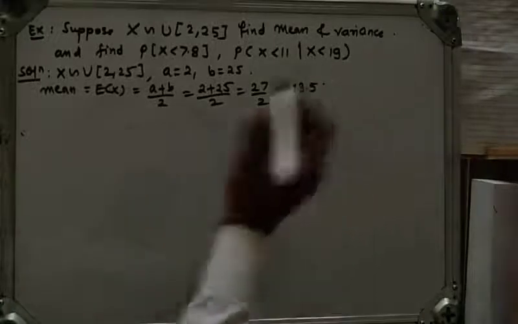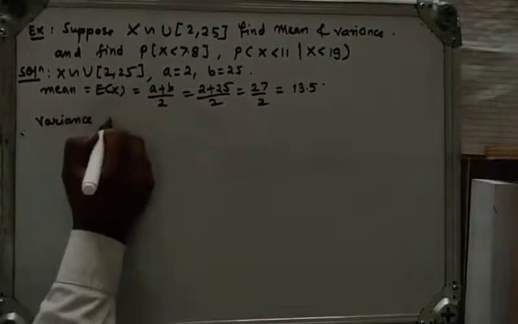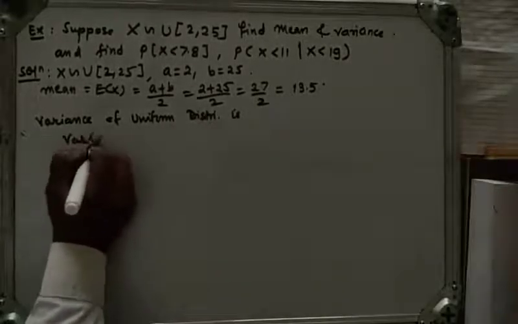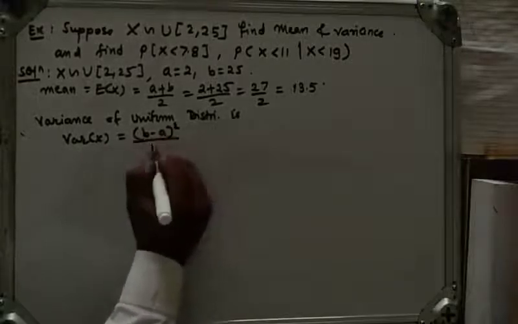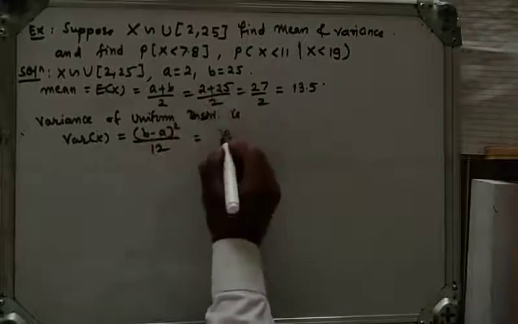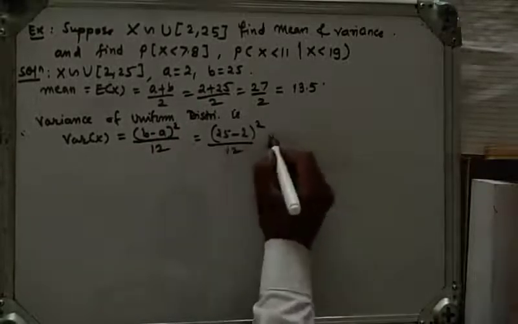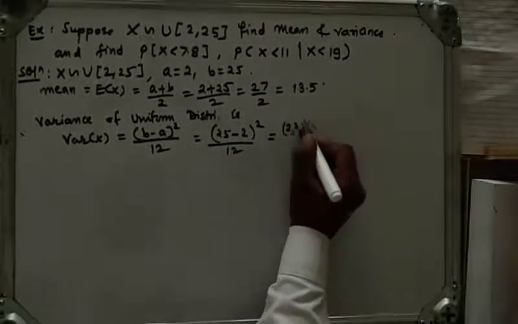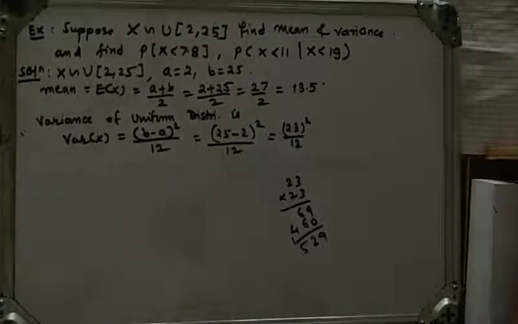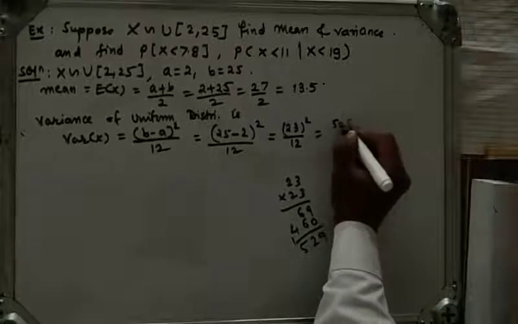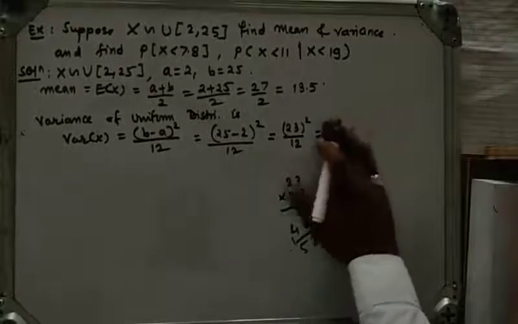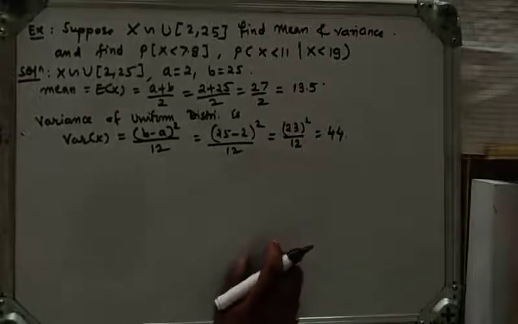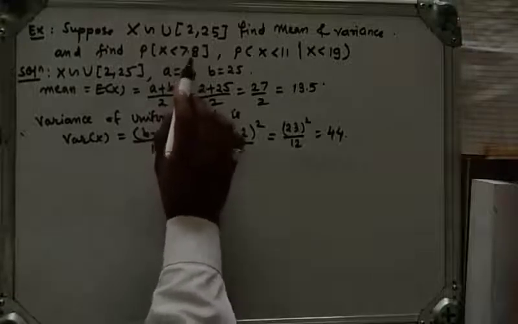Okay, now next we have to determine the variance. The variance of a uniform distribution, what is the formula? Variance of x is equal to (b minus a) square upon 12. So b is 25 minus 2, bracket square, upon 12, which is equal to 25 minus 2, which is 23, bracket square upon 12. The square of 23 is 529. So 529, and after dividing we will get 45.